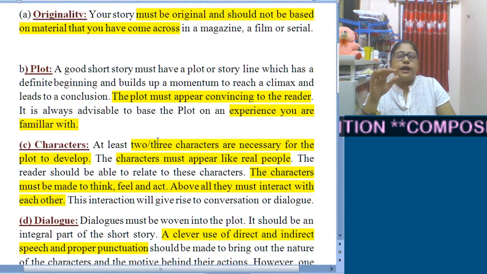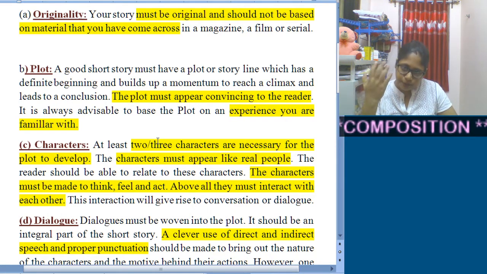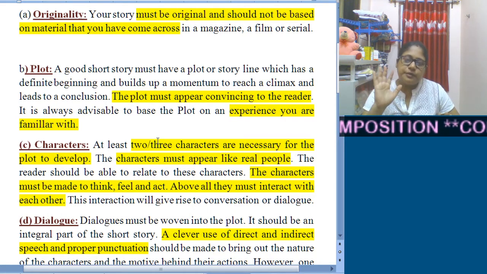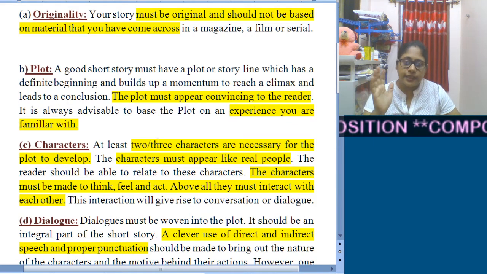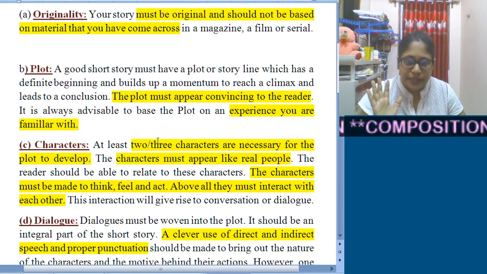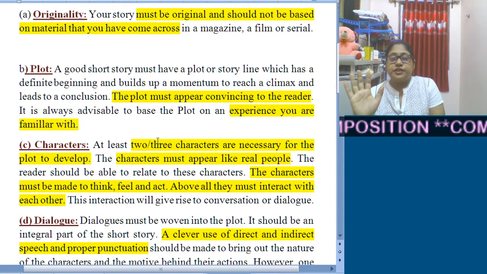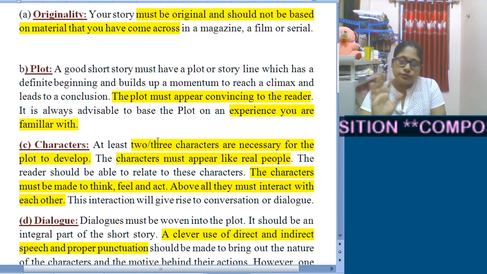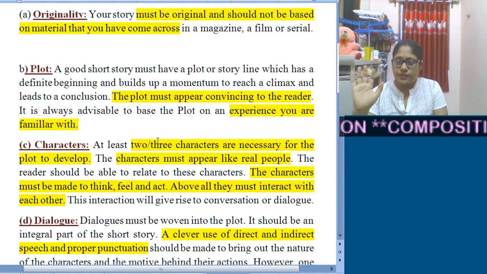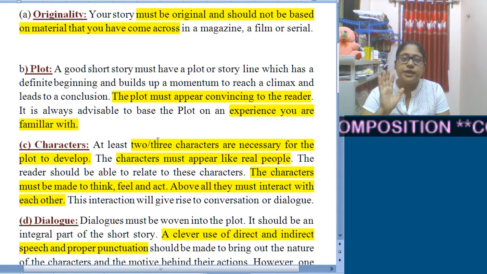Now, the characters must be made like they can think, they can act, they can feel, like normal human beings. And above all, they must interact with each other. Means they have to talk to each other. There must be conversation.